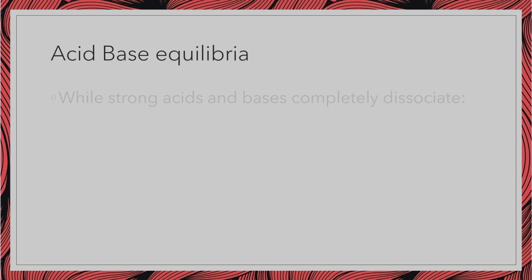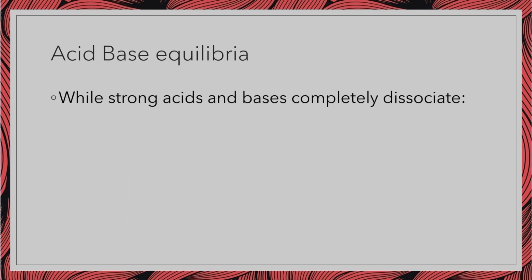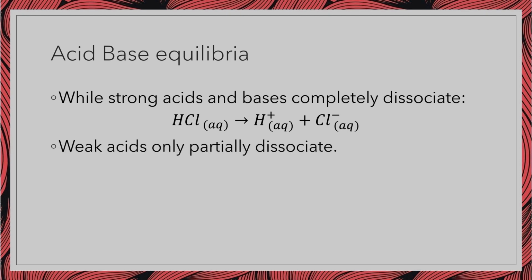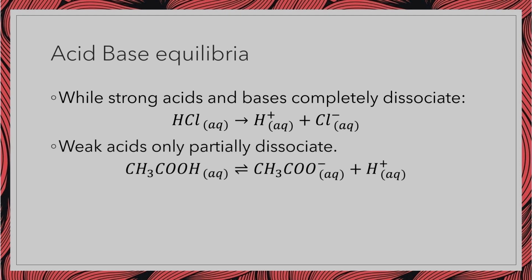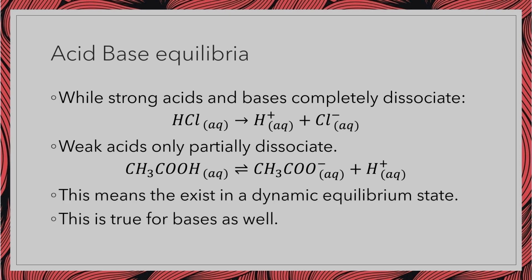So acid-base equilibrium. Now, while our strong acids and bases completely dissociate, for example, HCl completely dissociates to H+ and Cl-, our weak acids only partially dissociate. So they actually exist in an equilibrium state, in that dynamic equilibrium. Here we have acetic acid in equilibrium with acetate and hydrogen ions. And this is true for bases as well. So strong bases completely dissociate. Weak bases only partially dissociate and exist in a dynamic equilibrium.